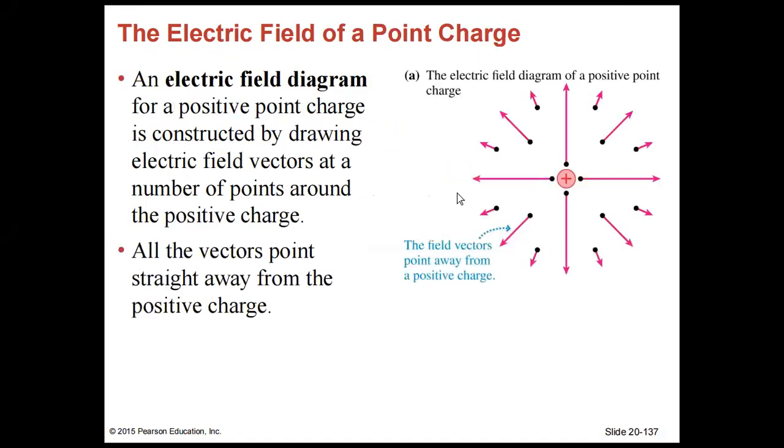Electric field of a point charge. An electric field diagram for a positive point charge is constructed by drawing electric field vectors at a number of points around the positive charge. All the vectors point straight away from the positive charge, straight away. So for the proton, we get the electric field lines like this.